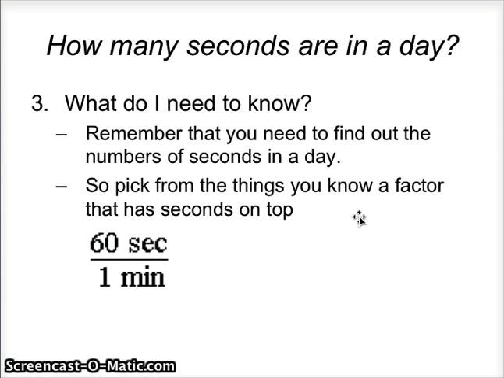So now step 3, what do you need to know? Well, just like most things, there are multiple steps. There are multiple ways of getting to a certain location. So for this particular example, you need to know that you are starting off with 1 day and you're trying to get to the point where you only have seconds left, like how many seconds there are in the day. So pick the things that you know from a factor that has seconds on the top, or however you want to do it. This is just one of 2 or 3 ways to do it. So this is just the one way.